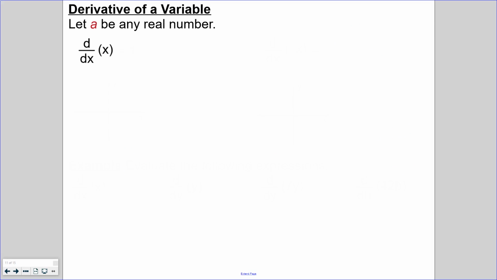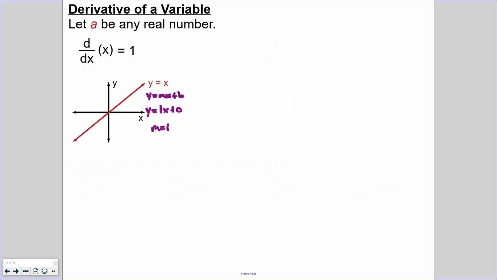Moving on, we need to find the derivative of a variable. So we're going to let a be any real number. We're going to take the derivative of just the variable x, and the derivative of variable x is just going to be 1. Now why is the derivative of x just 1? Well, let's take a look at a graph. Alright, so if we were to graph the function y equals x, we would have this particular function here. Well, let's remember that y equals x is a linear line, which means it is in the form y equals mx plus b. And we can see here that our slope for the function x is going to be 1, and b is going to be 0.